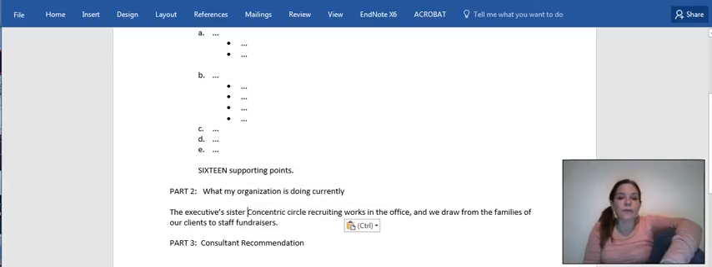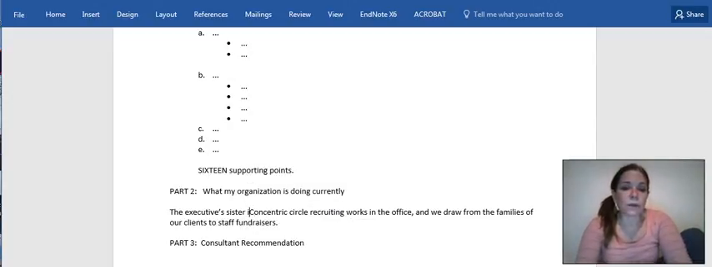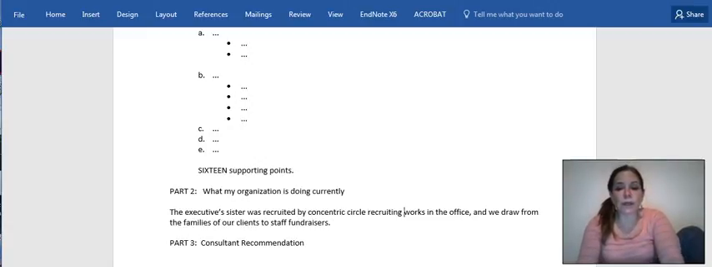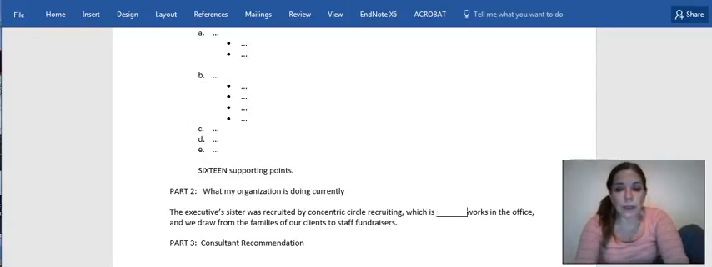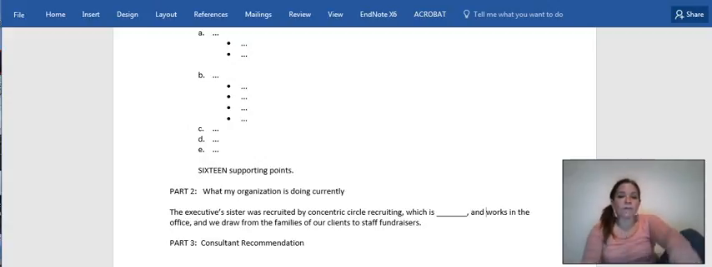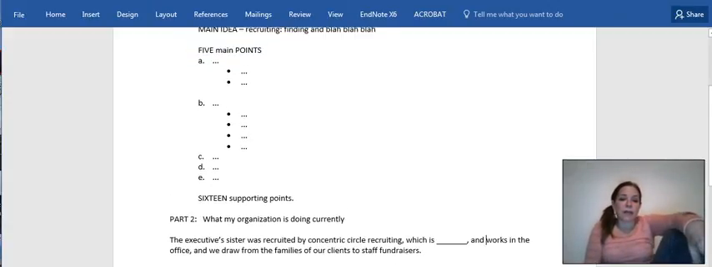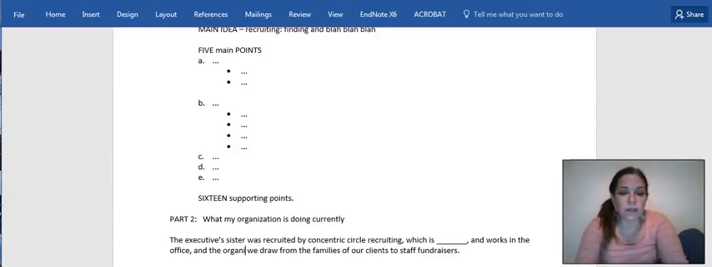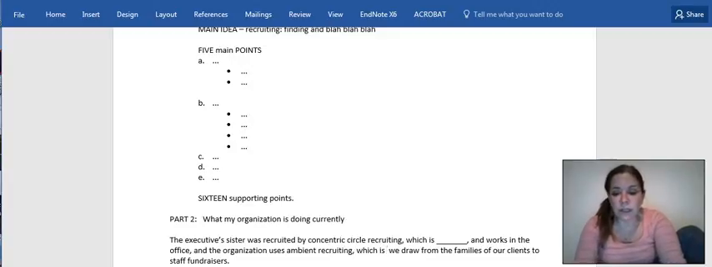So you would put that in there somehow. The sister was recruited by concentric circle recruiting, which is, and you've probably already explained it above, but you might just want to repeat it, and works in the office. And then down here you would say, and the organization uses ambient recruiting, which is, and you've already said it above.